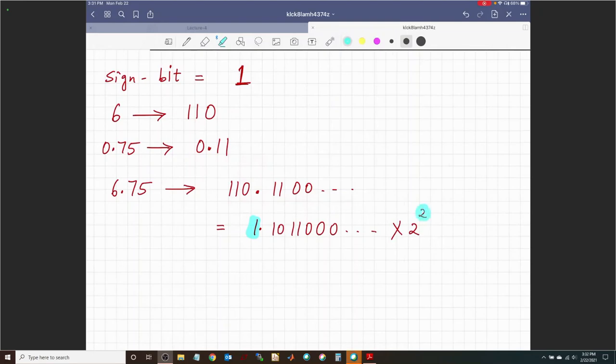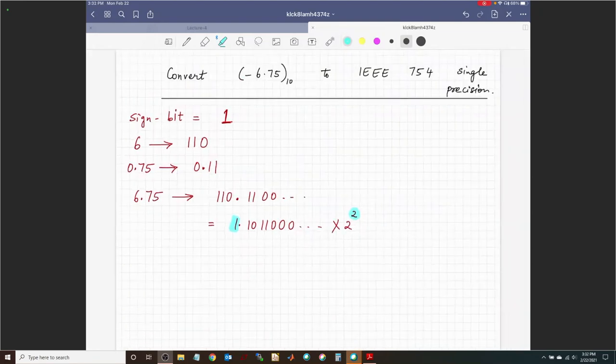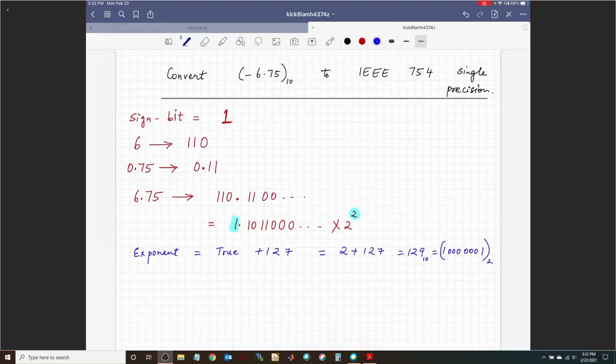And this guy is the true exponent, so I need to find the exponent field. So let's do the exponent field here. Exponent equals true exponent plus 127. In this case, it's going to be 2 plus 127 equals 129 in decimal, which equals 128 plus 1. So that gives me your 8-bit exponent field.